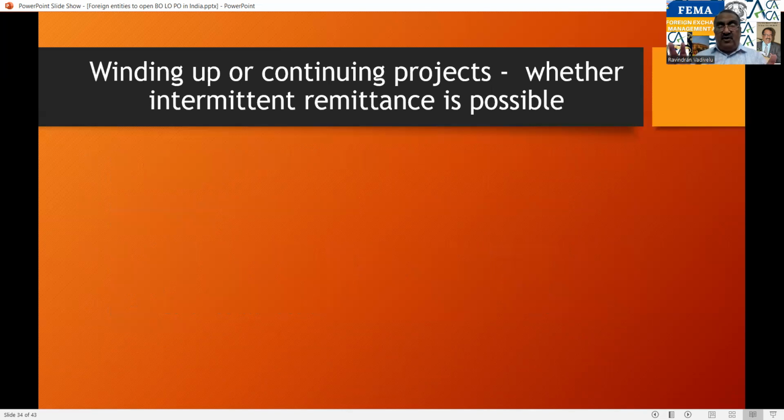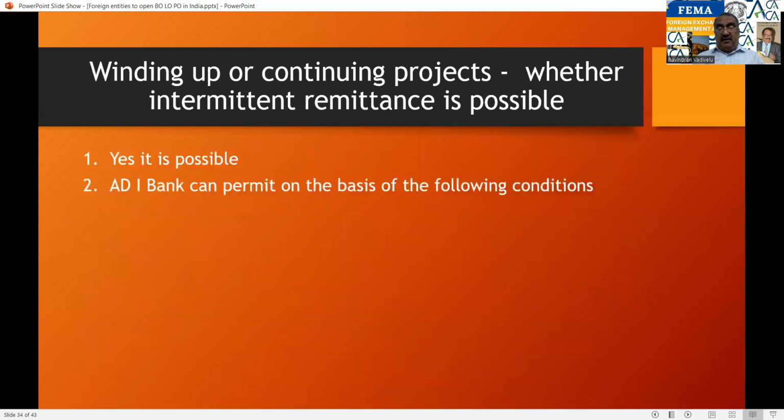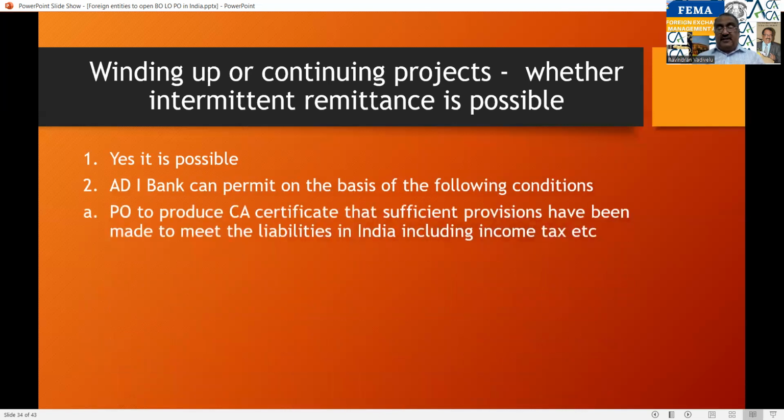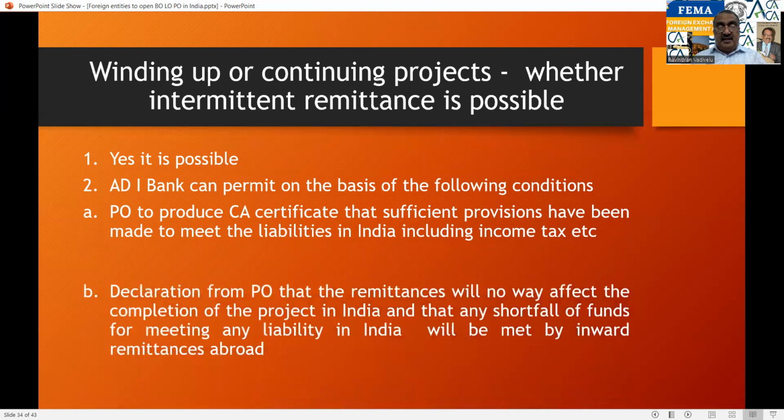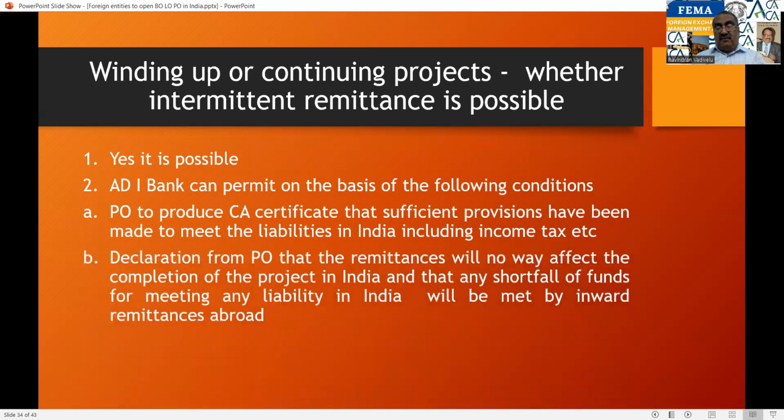Now, winding up. Now they want to wind up the project. Whether they can carry the money outside? Yes, it is possible, and the authorized dealer can permit only under the following conditions. That is, the project office has to produce a CA certificate that sufficient provisions have been made to meet the liabilities in India, including income tax, etc., and a declaration from the project office that the remittances will in no way affect the completion of the project in India, and that if there is any shortfall of funds, then the funds can come from outside India to meet that liability in India.